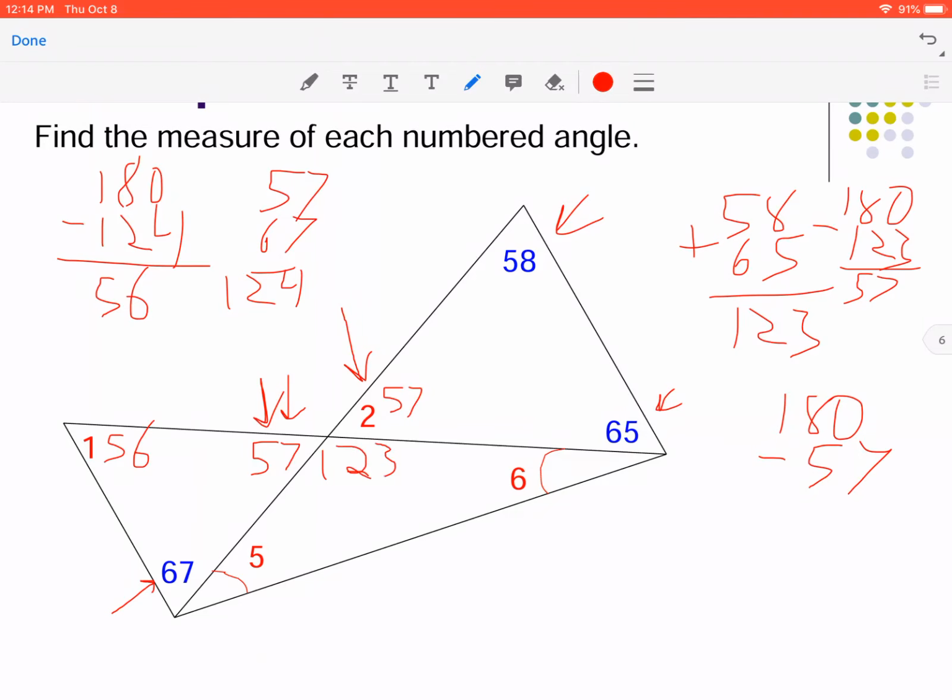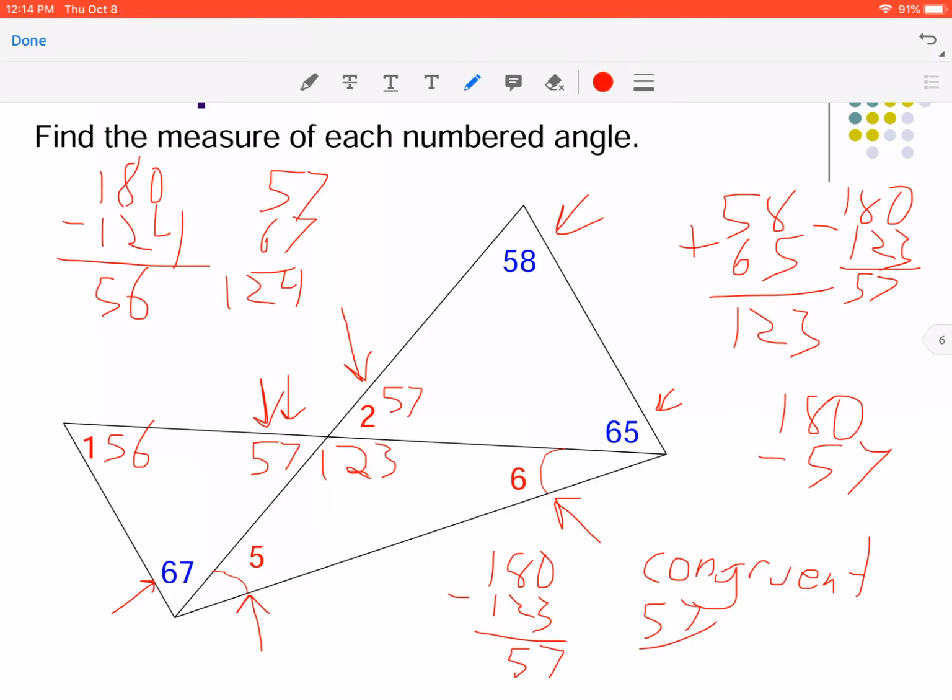All right. Now, this symbol right here, that curve mark and that curve mark, means those two angles are congruent. So if you see that in a triangle, that means those two angles are equal to each other. Well, if these two angles are equal to each other, couldn't I do 180 minus 123 and divide it by 2? So if I did 180 minus 123, that's 57.